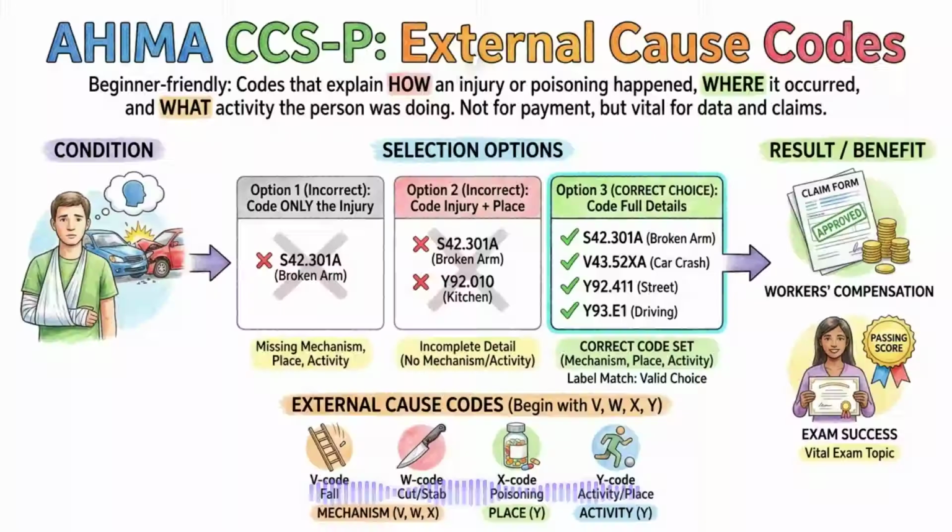External cause codes, which begin with the letters V, W, X, and Y, are used to collect data on how an injury or poisoning occurred. These codes allow you to document the exact mechanism of an injury, such as a car accident or a fall, as well as the place where it happened and what activity the patient was doing. While external cause codes are rarely mandatory for payment, they are incredibly useful for workers' compensation claims, and you will definitely see them pop up on your certification exam.